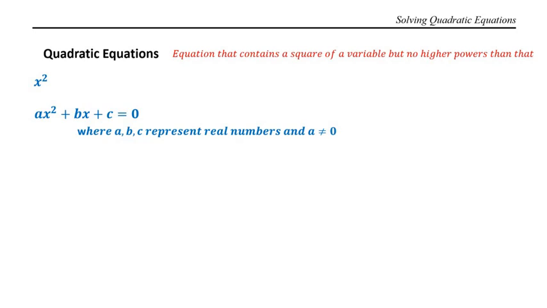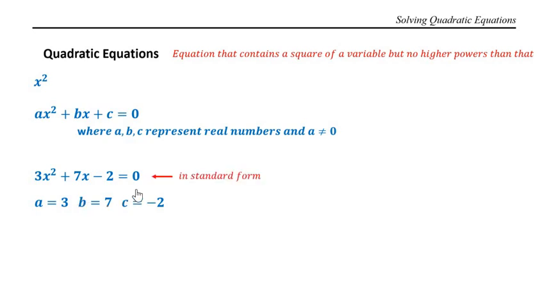So let's look at an example of that. An example could be 3x squared plus 7x minus 2 is equal to 0. And so our a, b, and c values would be: a would be equal to 3, b would be equal to 7, and c would be equal to negative 2. And so this quadratic equation is already in standard form.